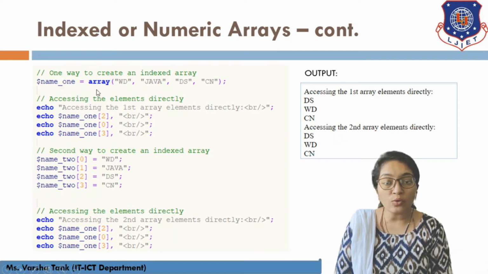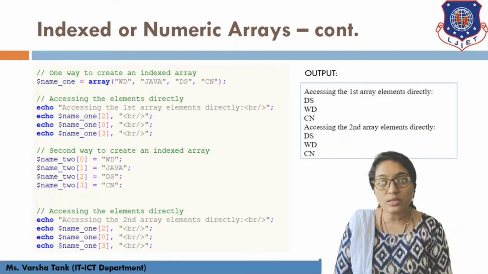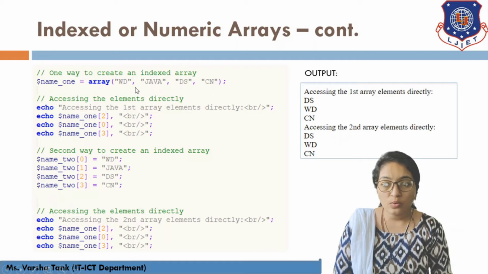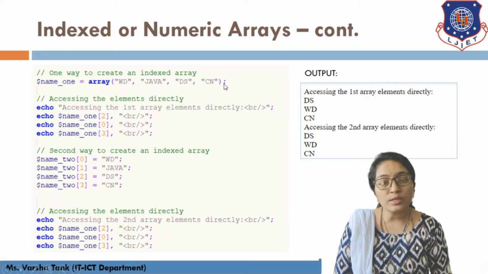Here you have to use the array function. Until and unless you use the array function, it will not be declared as an array. That means you compulsorily have to use this array function, in which you define the elements. If it is an integer, you can define just 10, 20, 30, 40, etc. If it is a string, then you can define it this way. And at last you have to put the semicolon.